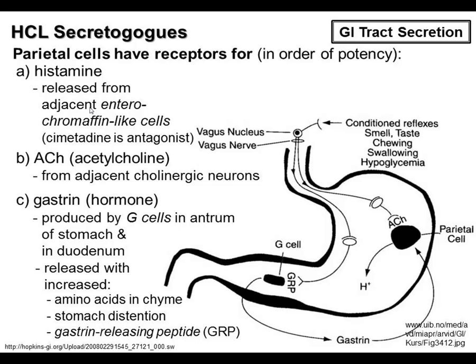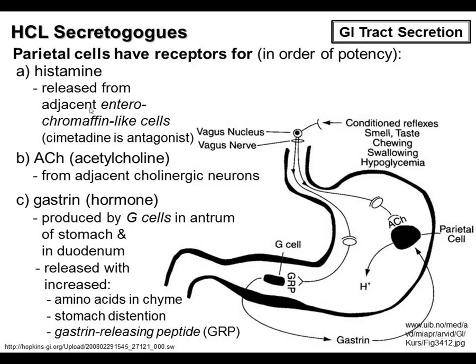So what stimulates the HCl secretion from the parietal cells? We have histamine. Histamine will be secreted from enterochromaffin-like cells inside the stomach, and that will stimulate the HCl secretion. Acetylcholine, that's parasympathetic stimulation, will also stimulate the parietal cells directly. The third stimulant is gastrin, and that's produced by the G cells in the antrum of the stomach and in the duodenum. And that can be stimulated by amino acids.